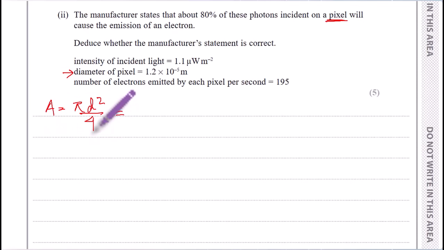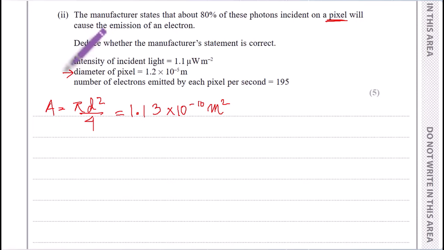So the area that I get is pi into d, which would be 1.2 times 10 to the power minus 5, pi d squared by 4. So the value is 1.13 times 10 to the power minus 10 meters square.